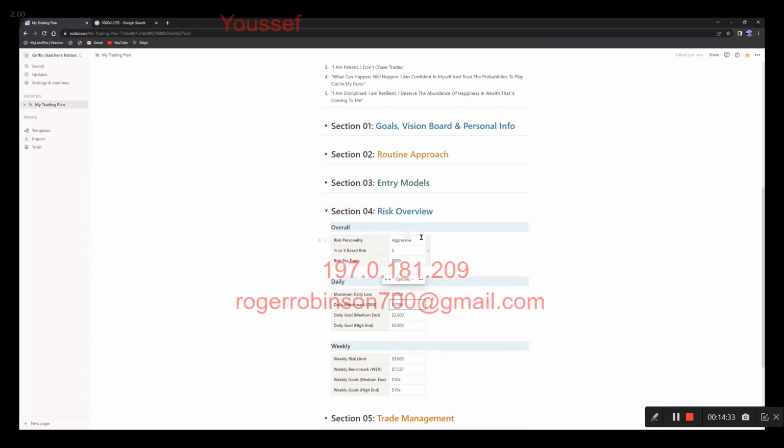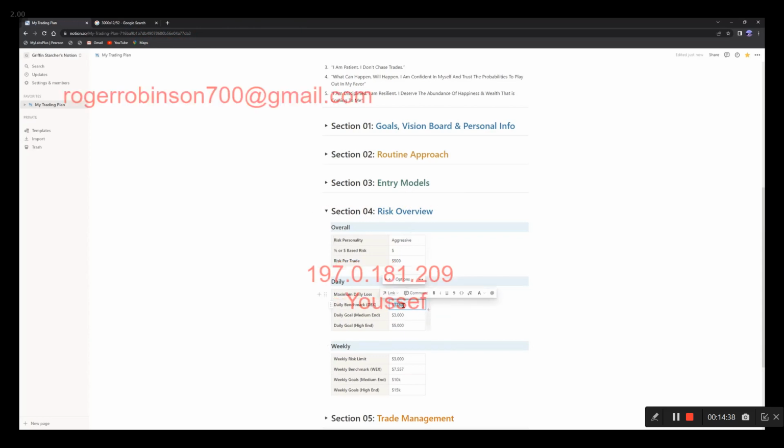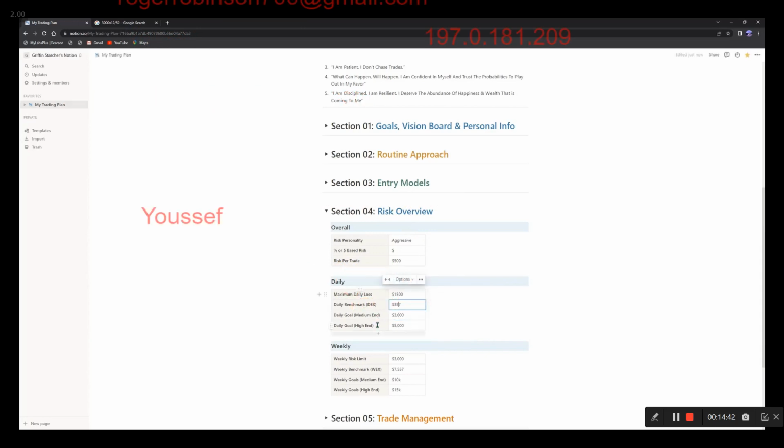So understanding what your daily benchmark is, that's what you must make on a daily basis to live the lifestyle that you want to live. So this was per week. If I divide that by 5, let's just say it's 1,500, it's 387, like we talked about, on a daily basis. So the daily benchmark is so important because this is what we utilize for our first take profit, as you're going to come to realize in the next section.